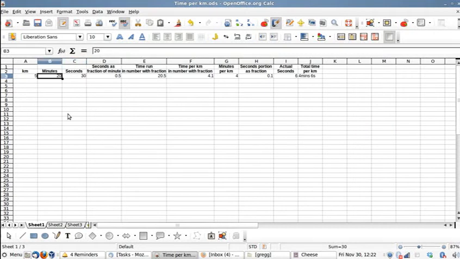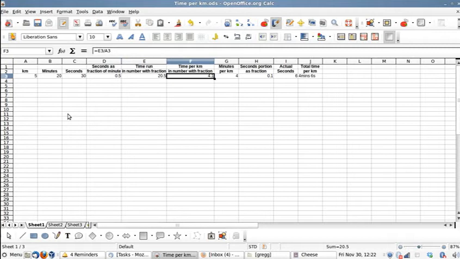Let's take an easy example. Let's say you've run 5 kilometers in 20 minutes and 30 seconds. I think we'll all agree that 30 seconds is half a minute, and that's all I've done here. I've said 30 seconds divided by 60 seconds gives you half a minute. So what we know now is that we've run for 20 and a half minutes.